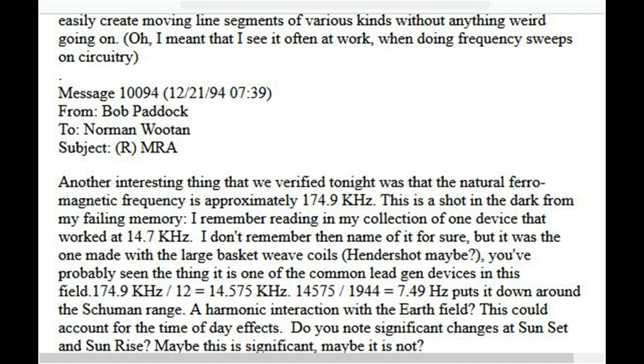14575/1944 equals 7.49 Hz puts it down around the Schumann range. A harmonic interaction with the earth field? This could account for the time of day effects. Do you note significant changes at sunset and sunrise? Maybe this is significant, maybe it is not.